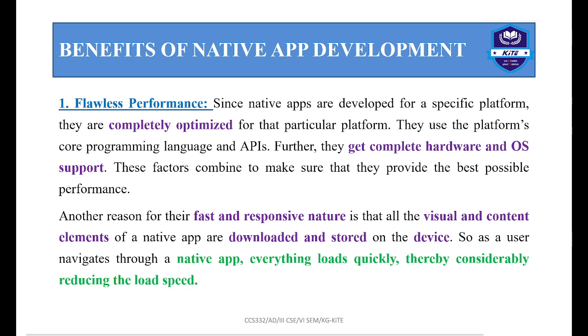Why? Because all the hardware developed for that particular platform will enable the application's performance at a higher rate, and it enhances the fast and responsive nature. That is, all the visual content elements of the native app are downloaded and stored on the device, so when the user navigates through a native app, everything loads quickly, thereby considerably reducing load time. So it is very fast to install, load and store, and gives high performance since it is very platform-specific, and that is why it is said to have flawless performance.